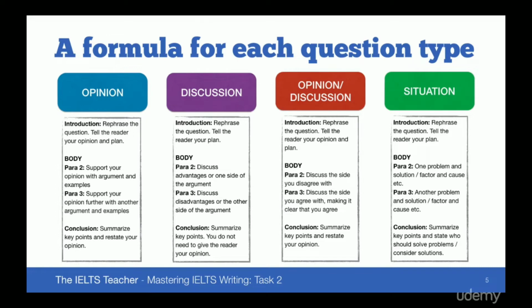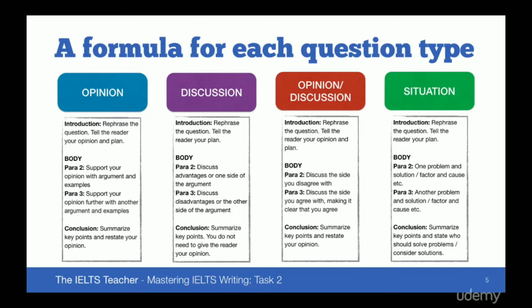Finally, the situation question, it's a little bit different to the other question types, it has its own template. We are going to rephrase the question in the introduction and we're going to tell the reader our plan. But then in the body, what we do is we look at one problem and one solution in each paragraph. One of the problems in big cities is the high pollution rate. To solve this problem, we should invest more in green energy companies, something like that.